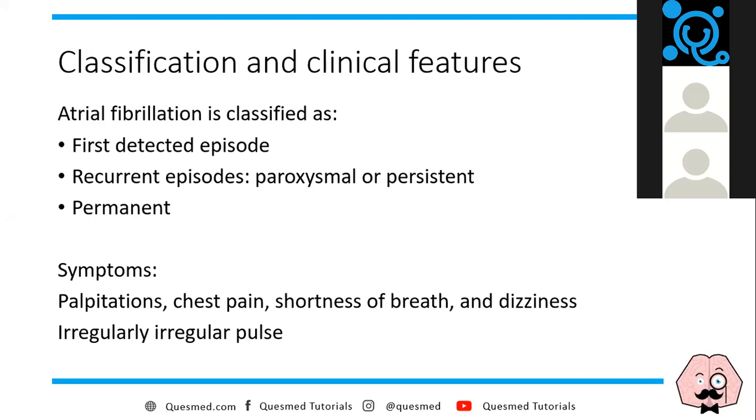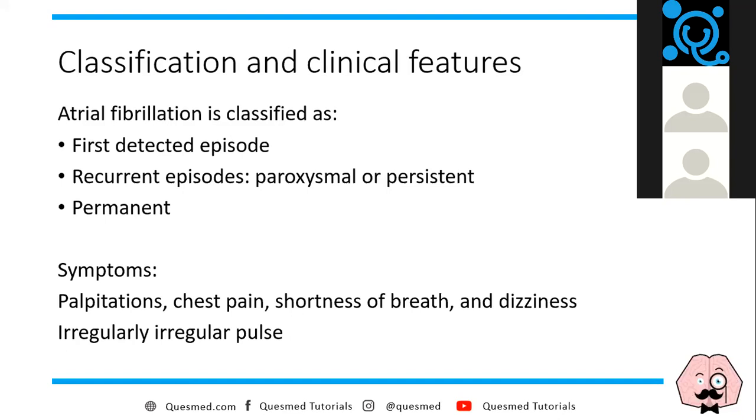Persistent AF is anything that's lasting greater than 7 days. So AF that's consistently there, hasn't resolved at all during this period, that's known as persistent AF. Permanent AF is if you've attempted to cardiovert this patient and the patient is still in AF, that's permanent AF, also known as refractory AF. So treatment goals in this sort of patient would be to think about rate control and again, anticoagulation.